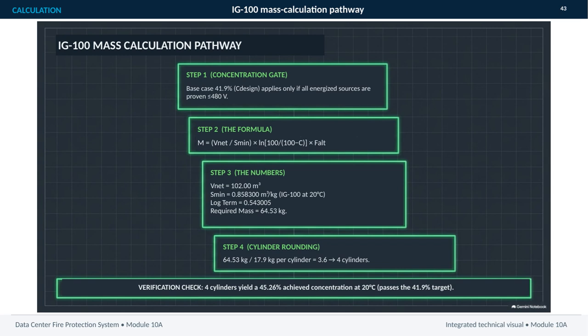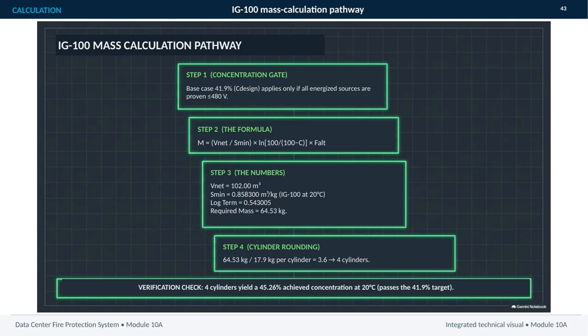Next, the required mass is calculated using the stated formula: net volume divided by the minimum specific volume, multiplied by the logarithmic concentration term and the altitude factor. For this case, the inputs are a net volume of 102 cubic meters, an S-min value of 0.858300 cubic meters per kilogram at 20 degrees Celsius, and a log term of 0.543005. These values produce a required mass of 64.53 kilograms.